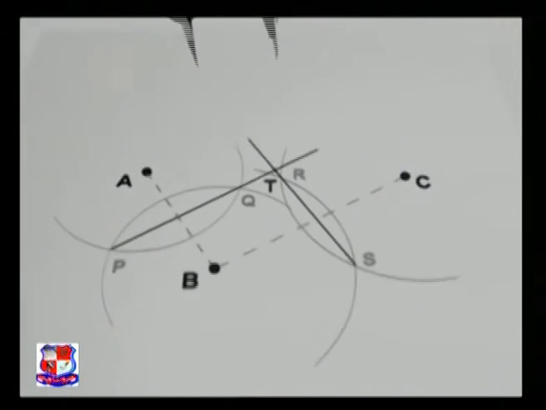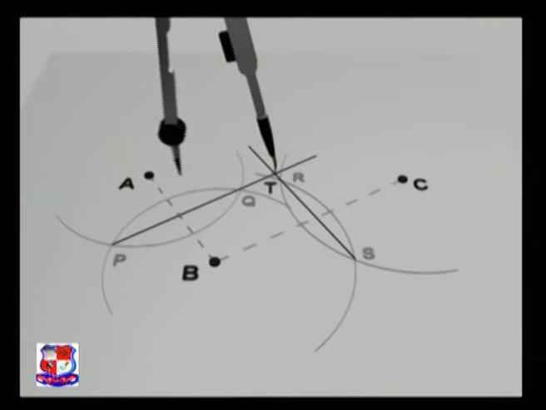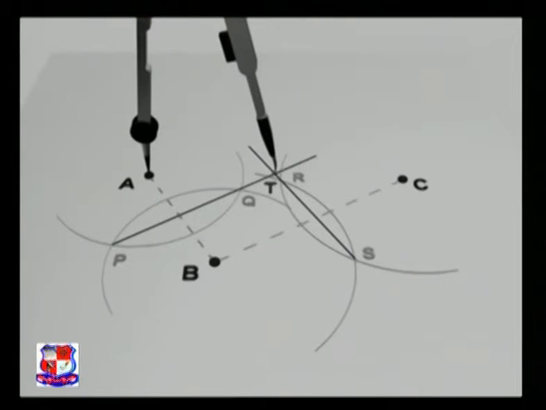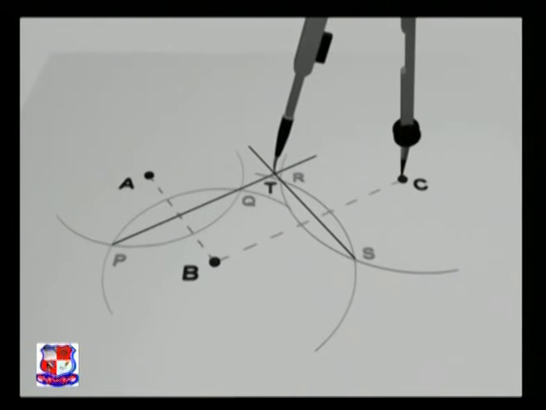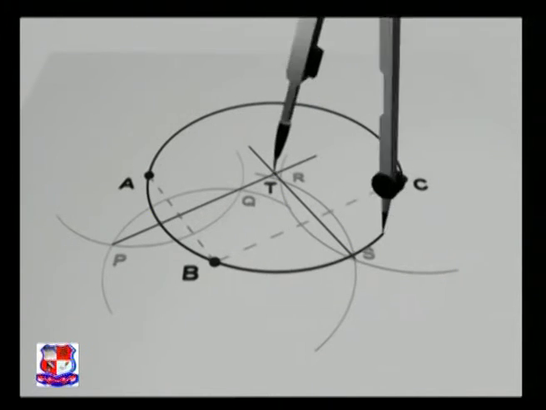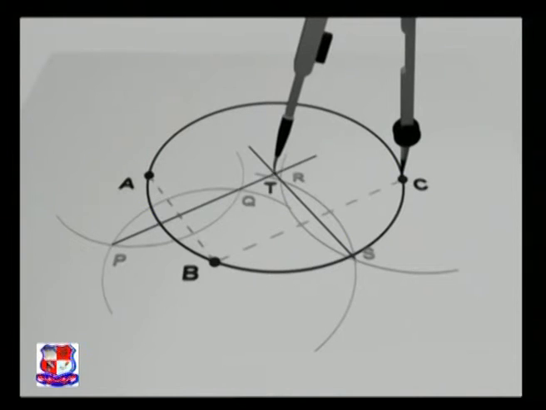Take T as a center point and radius equal to distance AT. Actually, if you see, AT, BT and CT are equal distances. So let's draw a circle. Observe that this circle passes through all the points A, B and C.